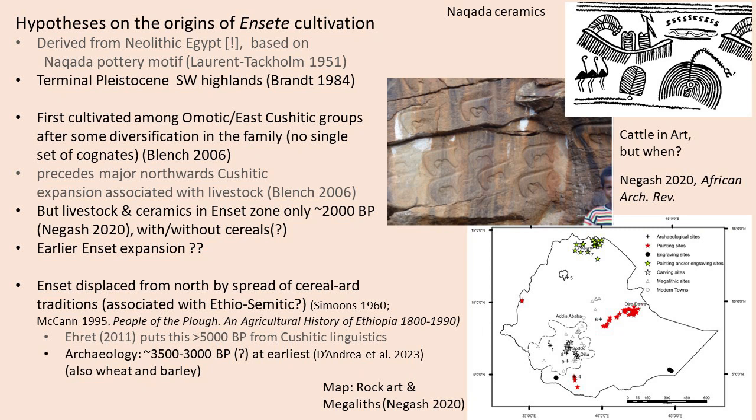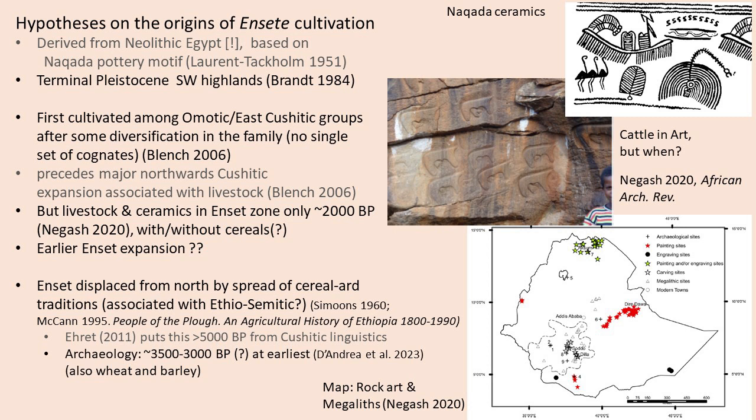It does look like the spread of plows and cereals has been pushing enset south, and even in recent times we've had the disappearance of cultivation in places where it's recorded in the 17th, 18th, 19th century. And that dispersal southwards tends to be associated with Ethio-Semitic groups and their ard systems and so forth.